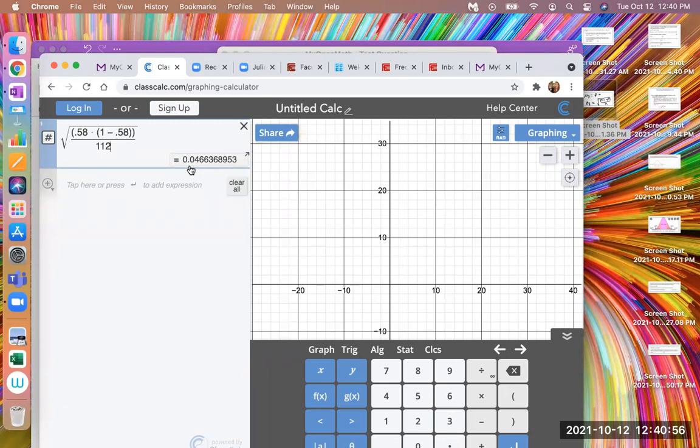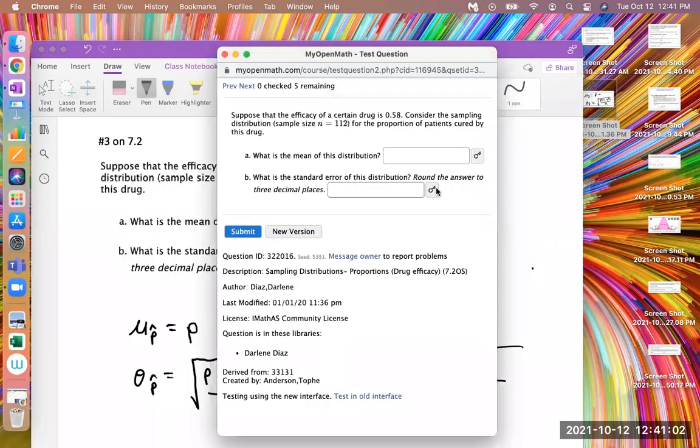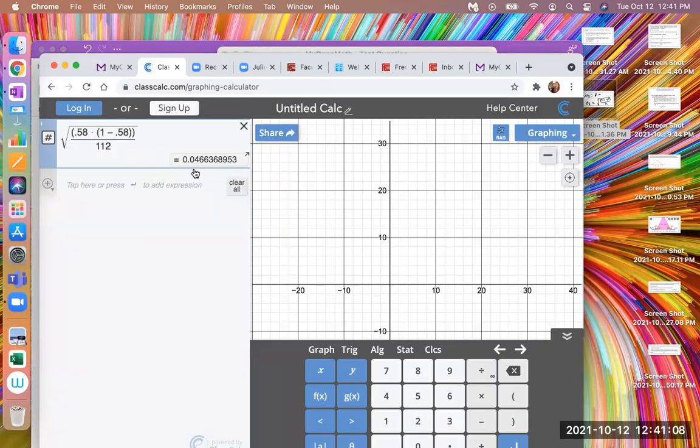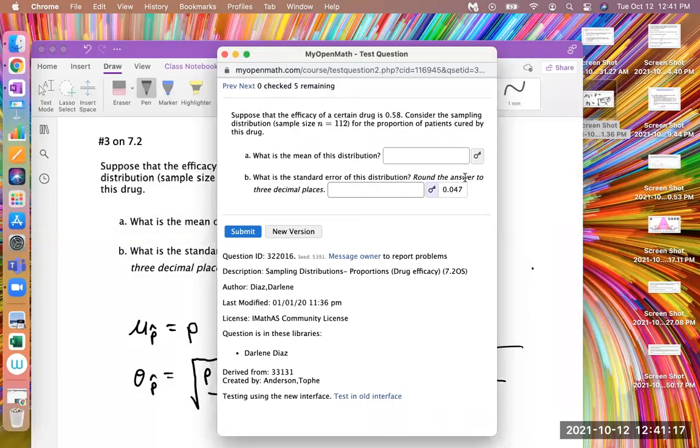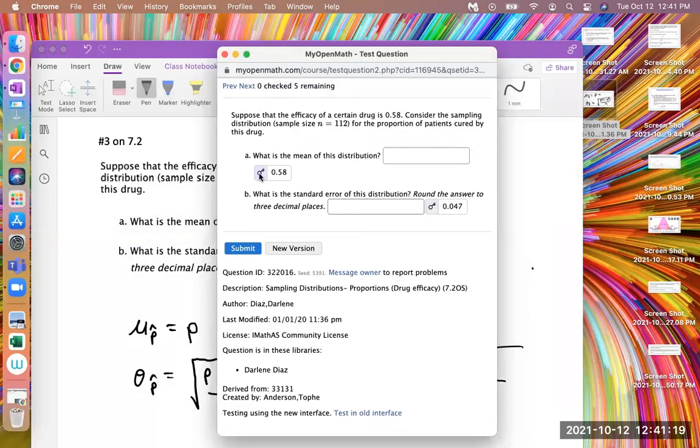So the answer here is 0.0466. Let's go back to this. They said accurate to 3 decimal places, so it would be rounded to 0.047. Yes, that's exactly what we get. All right, and then the mean was 0.58, just as we expected.